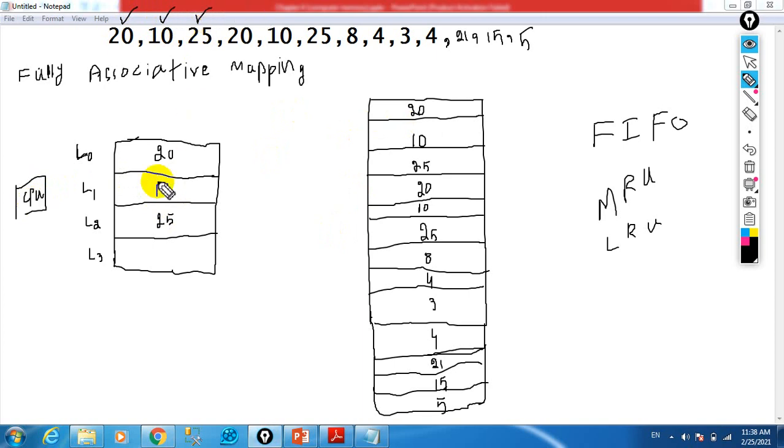Next, 25 has been accessed by the CPU. So now this is most recently used as compared to 10, and 10 as most recently used is compared to 20, and we can say that 20 is least recently used as compared to 10, and 10 is least recently used compared to 25.